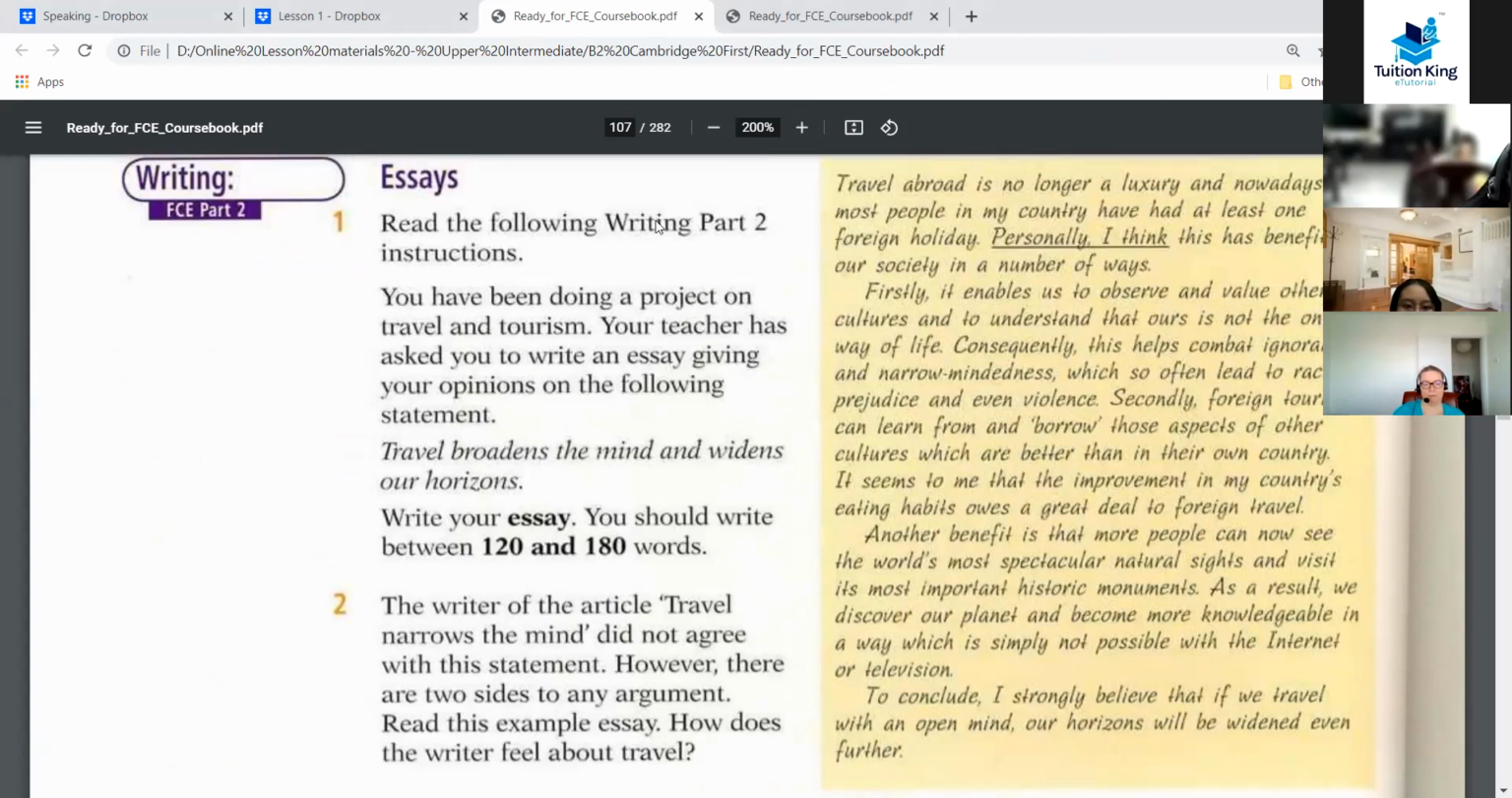All right, so here is another example of an essay. So here's a question. You have been doing a project on travel and tourism, and your teacher has asked you to write an essay giving your opinions on the following statement. Travel broadens the mind and widens our horizons. And the question is, write your essay. You should write between 120 and 180 words. Okay. All right. So does anyone have any questions, any problems with vocabulary? Do you understand this question?